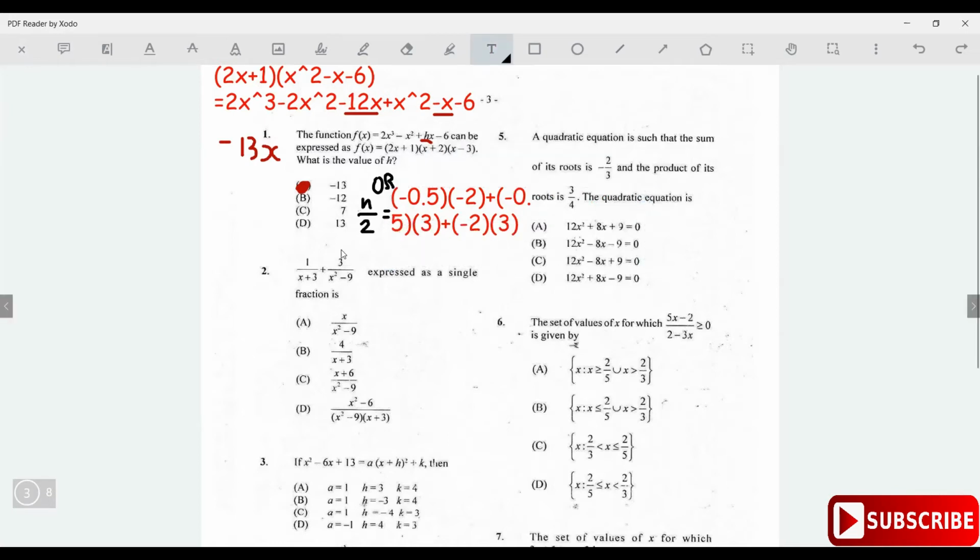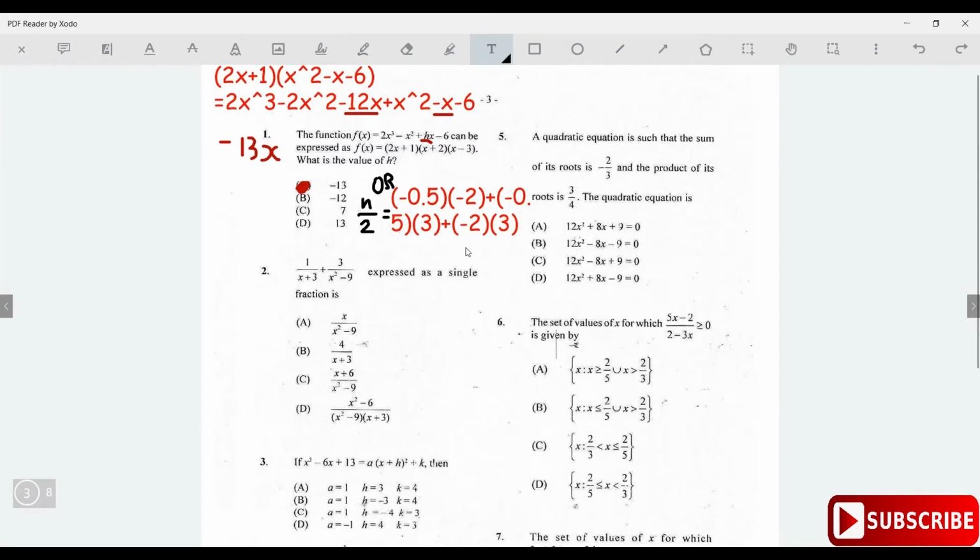And when you transpose for h, you work all of that out and you multiply it by 2. Minus a half times minus 2 is 1, plus minus a half times 3 is minus 1.5. And then this is minus 6. Then you multiply it by 2, you still get minus 13 for h. So those are the two ways you could do it.